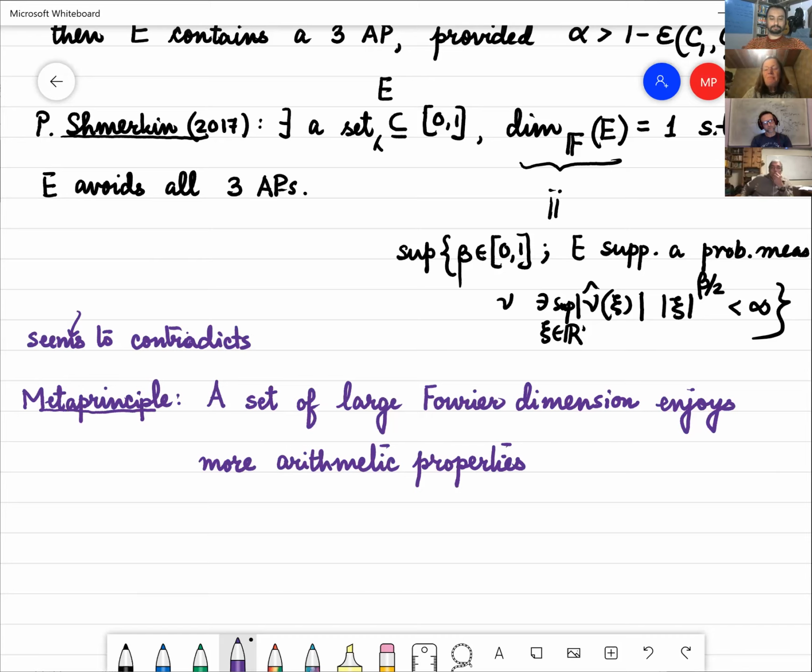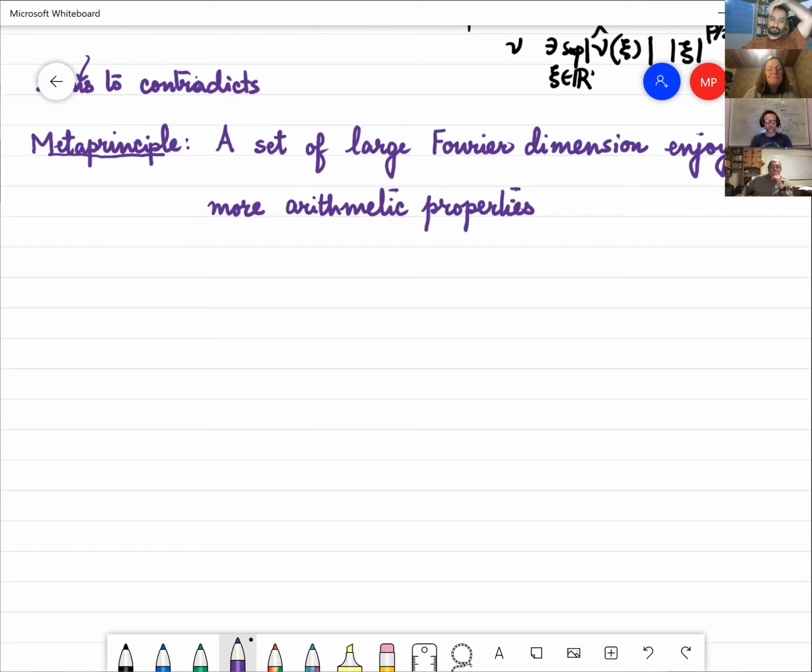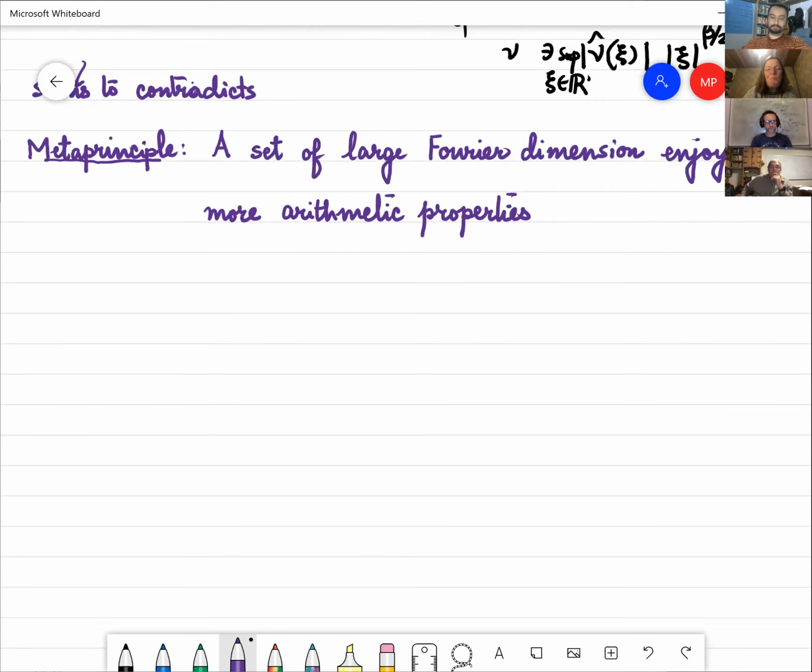So we were confused about this, and in this work with Yu Liang, what we were trying to do is find a way to understand how Fourier dimensionality and Hausdorff dimensionality can be understood in the context of existence of rational linear patterns. So I'll state our main results now.